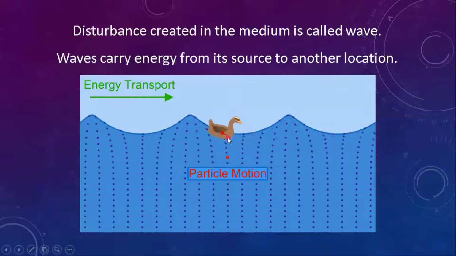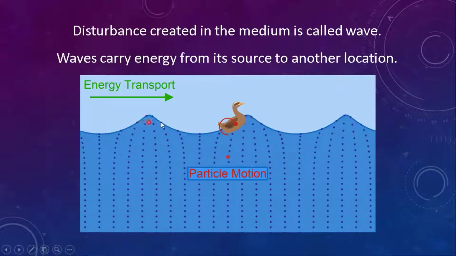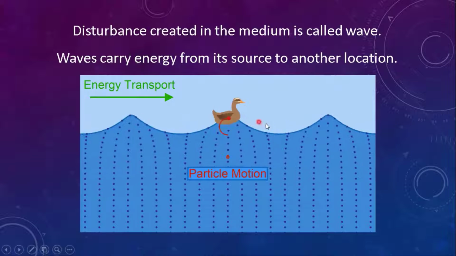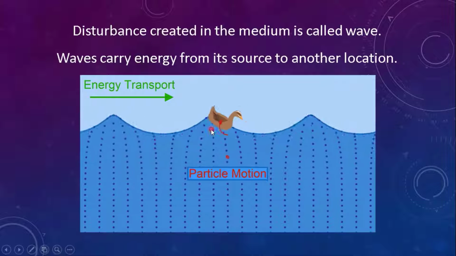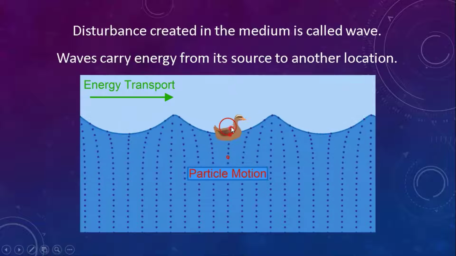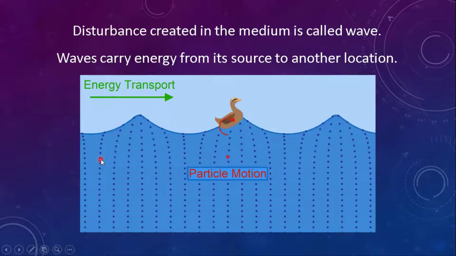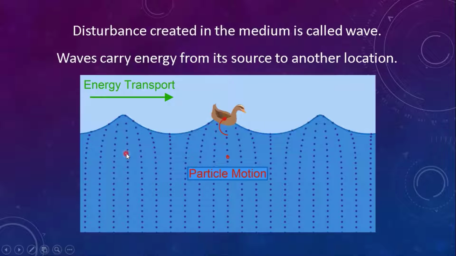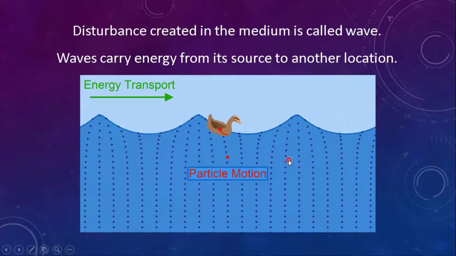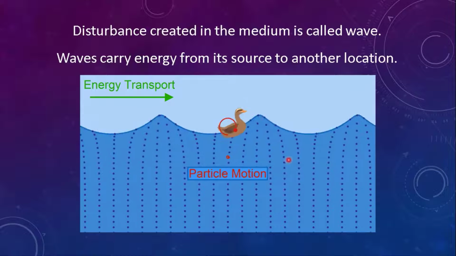this duck, it is never translated. Only the energy is translating, going from this place in this direction. But the duck doesn't move in this direction. It's simply going up and coming back again. So that means none of the particles in this medium are getting translated in this direction. So this is what is called a wave.